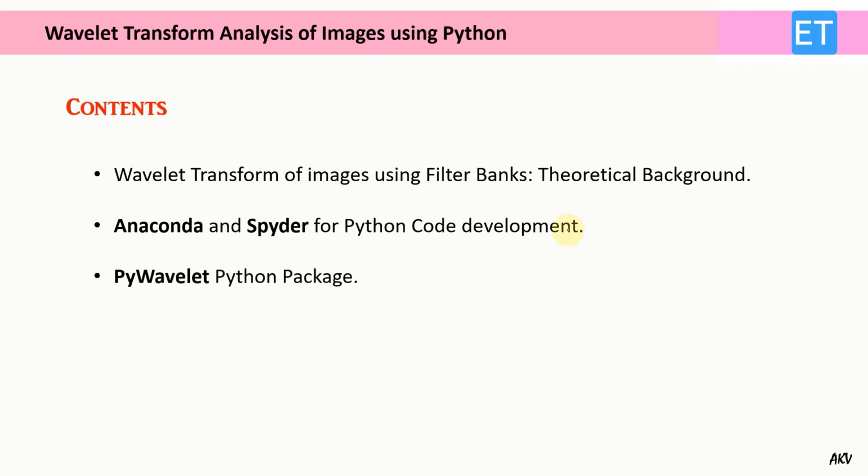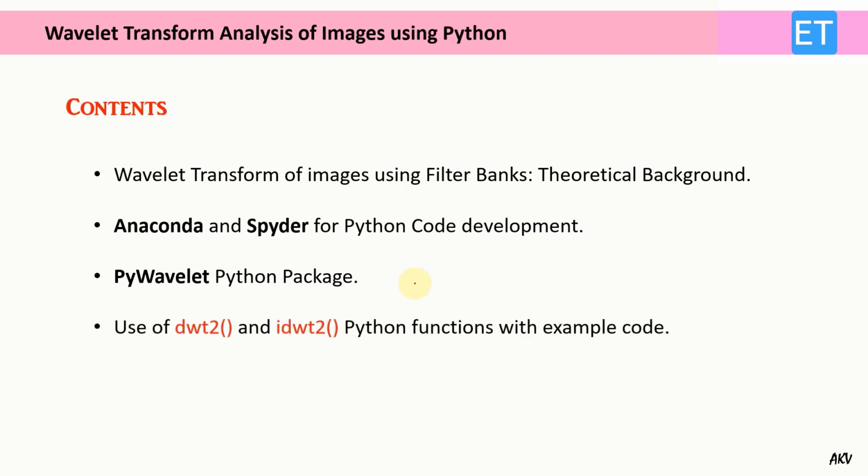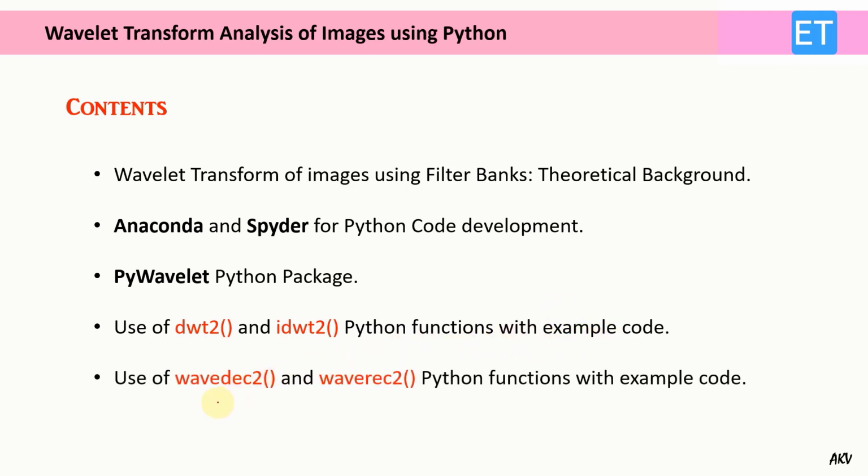And then I will explain the Python package, which is PyWavelet, that is responsible for doing all the wavelet transform analysis. And then I will explain you the two important functions. One is the DWT2 and IDWT2 for taking the wavelet transform of images. And then I will show you one example of Python code for this. And then I will explain the WaveDec2 and WaveRec2 Python functions with the Python example code.